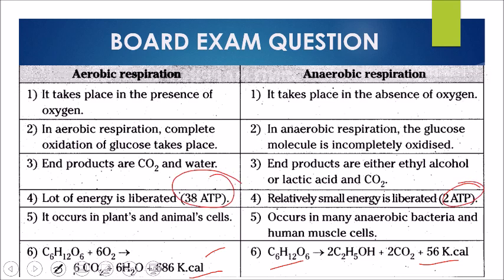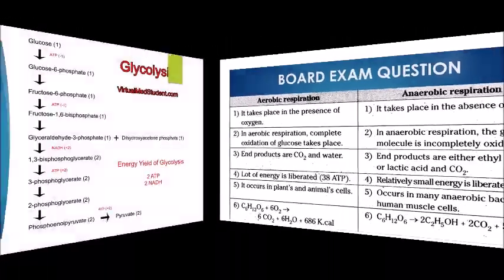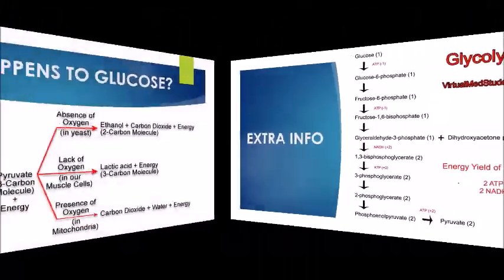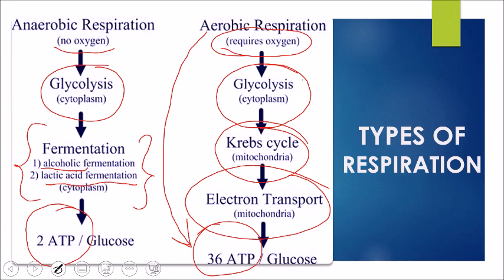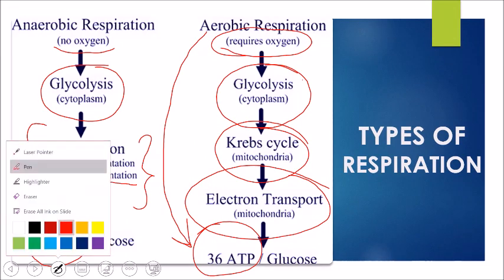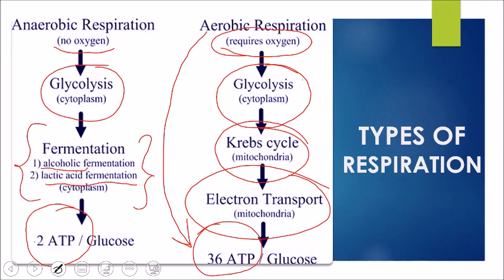Now, you may wonder, why is it 38? I had told 36. Well, can you look here in both the cases? When I was talking about this, can you see here? I'll mark this in green so that it's highlighted. Cytoplasm here and mitochondria, correct? So glucose, or the molecules, move from cytoplasm to mitochondria.